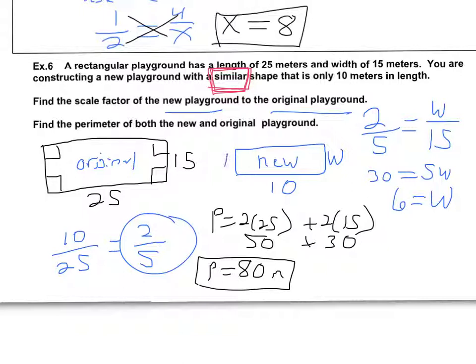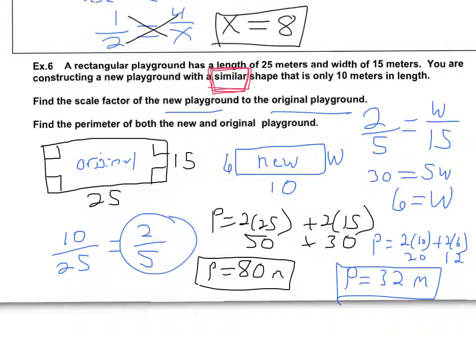So if we know the width is 6, now we can find the perimeter. Perimeter is 2 times 10 plus 2 times 6. So that's 20 and 12. The perimeter is 32 meters.